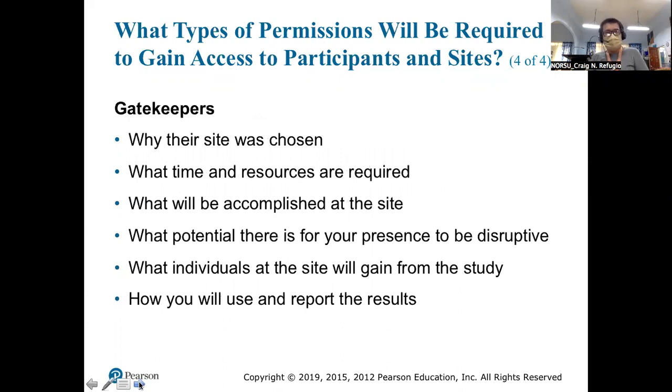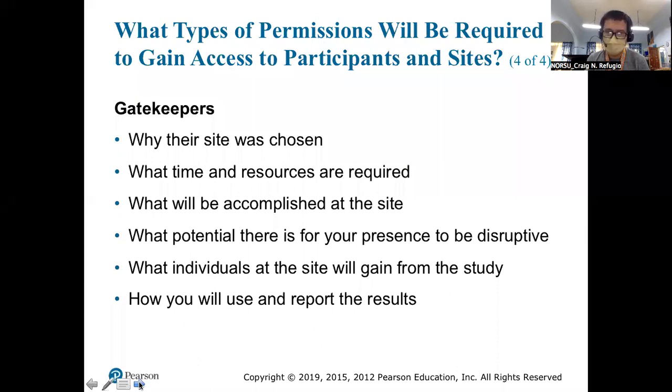Gatekeepers. Could you read that one, Mr. Abuso, the characteristics of gatekeepers? The characteristics of gatekeepers, sir, is why their site was chosen, what time and resources are required, what will be accomplished at the site, what potential there is for your presence to be disruptive, what individuals at the site will gain from the study, and how you will use and report the results, sir.